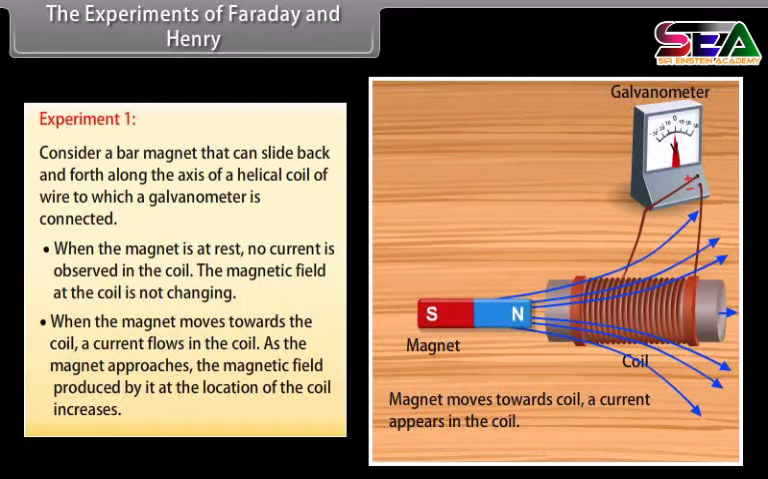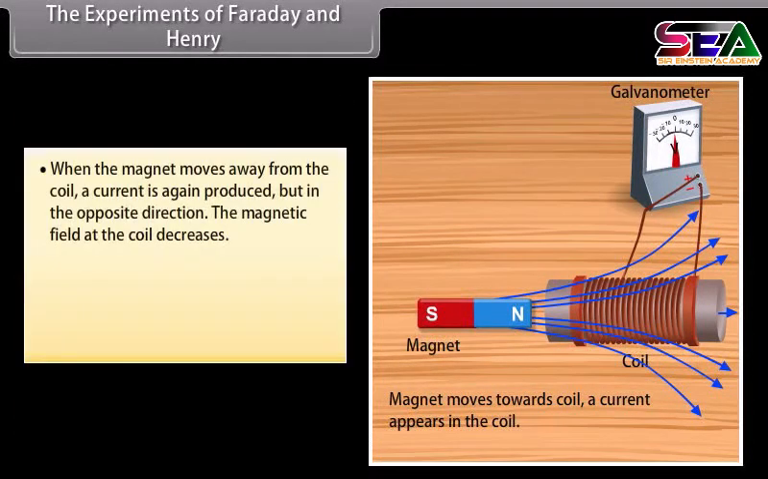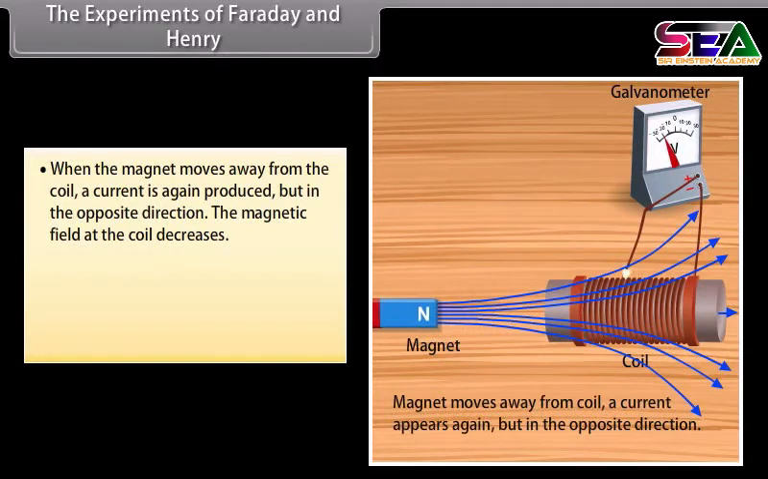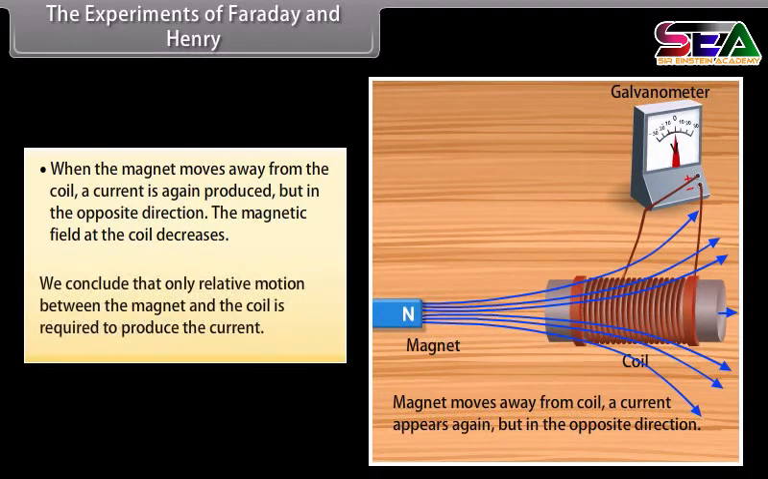As the magnet approaches, the magnetic field produced by it at the location of the coil increases. When the magnet moves away from the coil, a current is again produced, but in the opposite direction. The magnetic field at the coil decreases. We conclude that only relative motion between the magnet and the coil is required to produce the current.